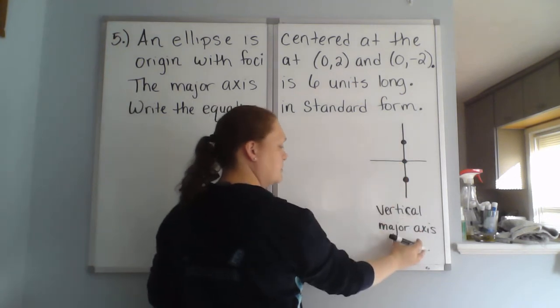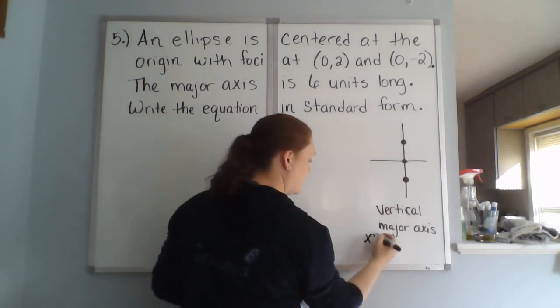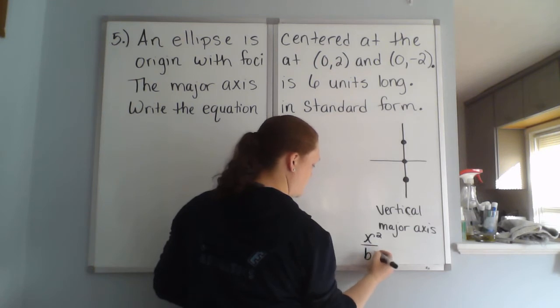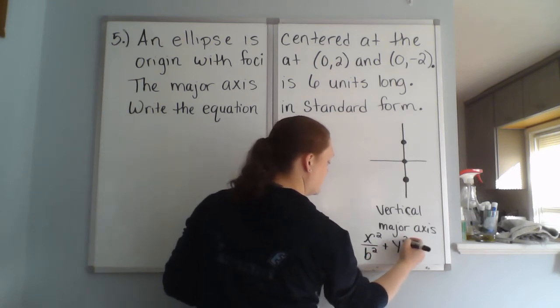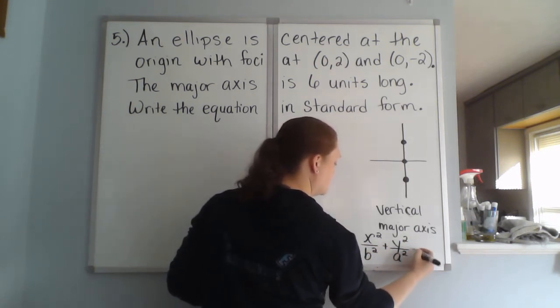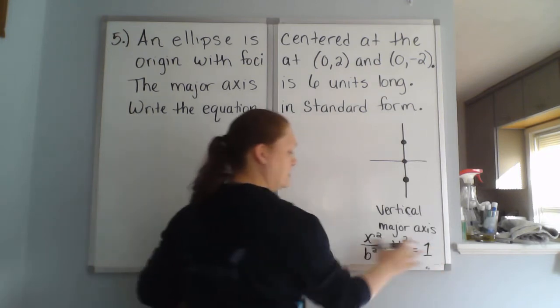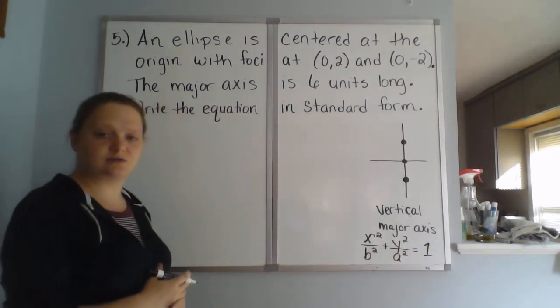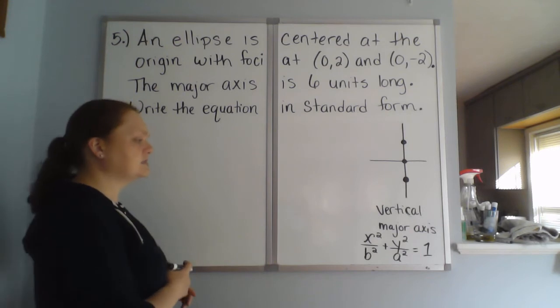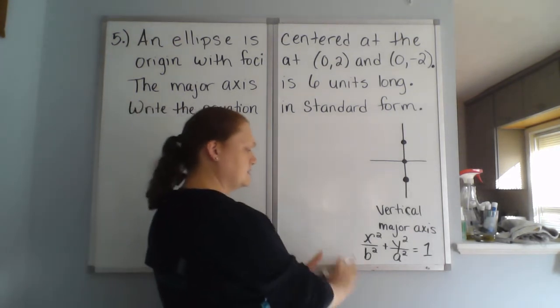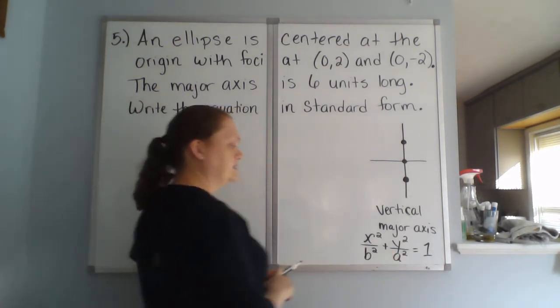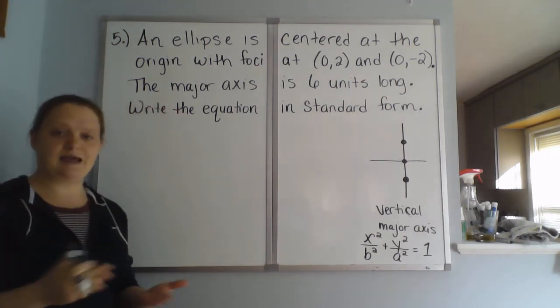So we have a vertical major axis, we have a center at (0, 0). Because there's a vertical major axis, that means we're looking at x squared over b squared plus y squared over a squared is equal to 1. That's what our equation is going to look like. It's not a function, it doesn't pass the vertical line test. So this is going to be our setup. The bigger number will be under the y squared. So the question now is, what's a and what's b?